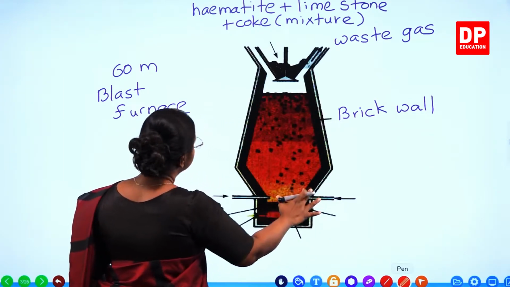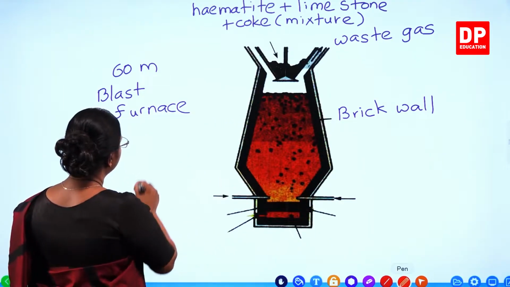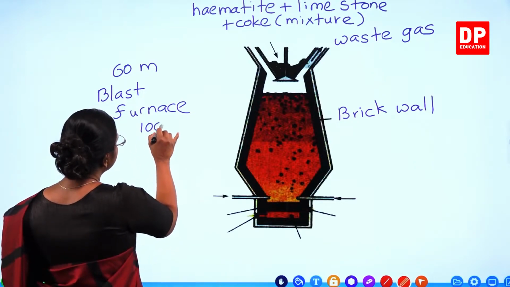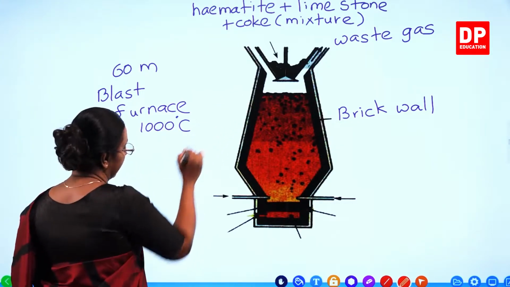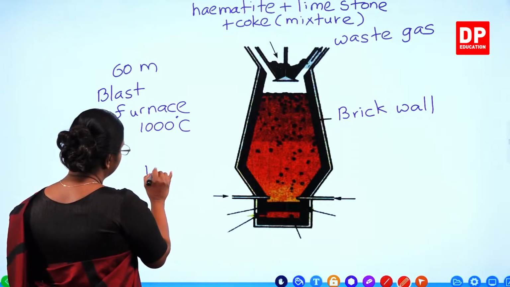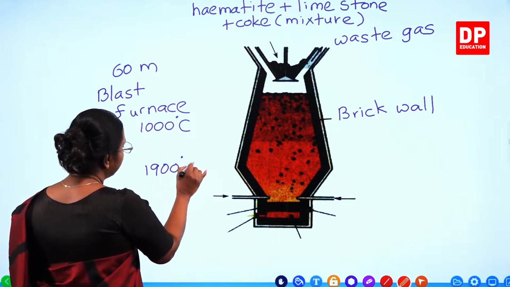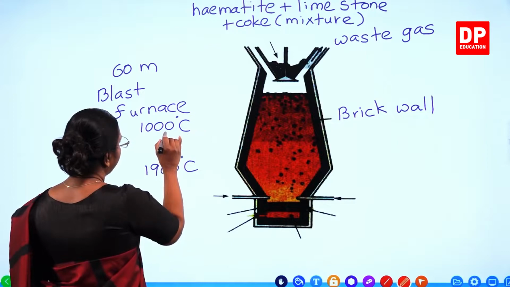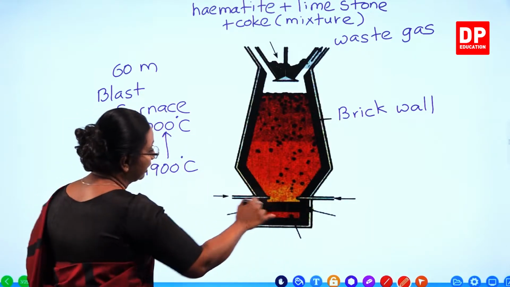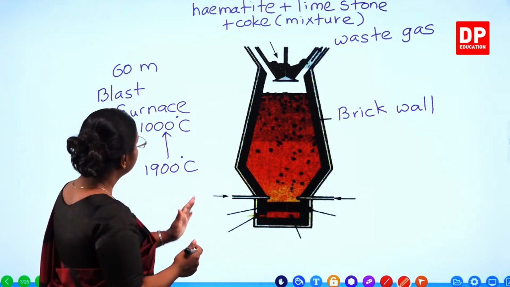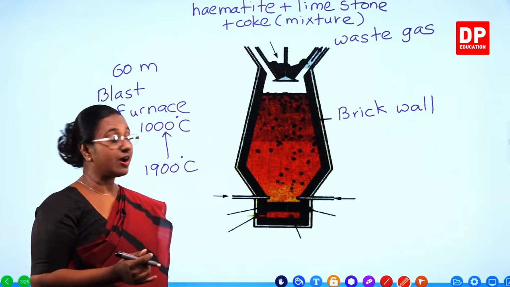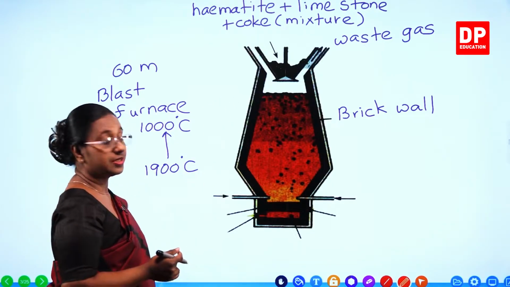Then here you can see the temperature range, as I told you, it's going to be closer to 1000 degrees at the top, and at the bottom it will be 1900 degrees Celsius. So from bottom to top, at the bottom only the temperature will be very high. Towards the top the temperature is somewhat less. This is the temperature range.